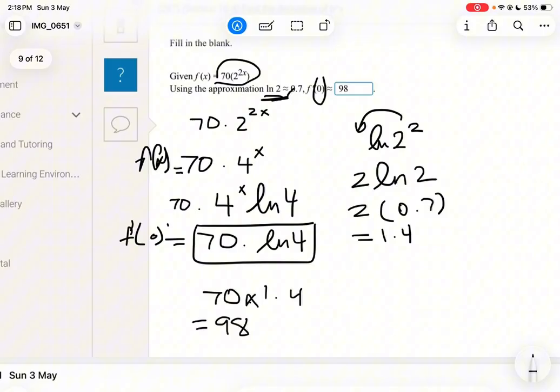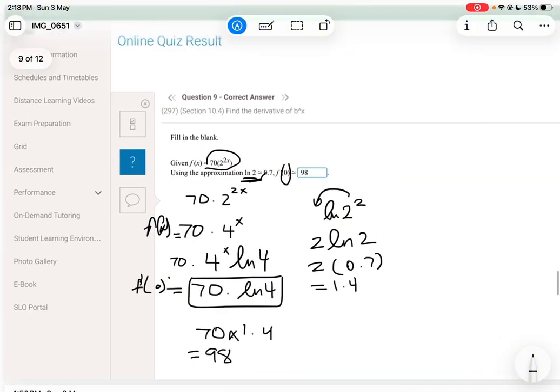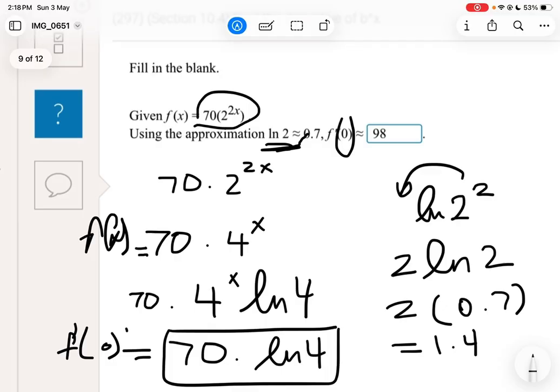Or you can just go on your calculator, put the derivative thing, okay, and then you write this equation, 70 times 2 to the power of 2x, and then you put x equal to 0, and you'll get, wait 1 second. I'm just writing on the calculator.